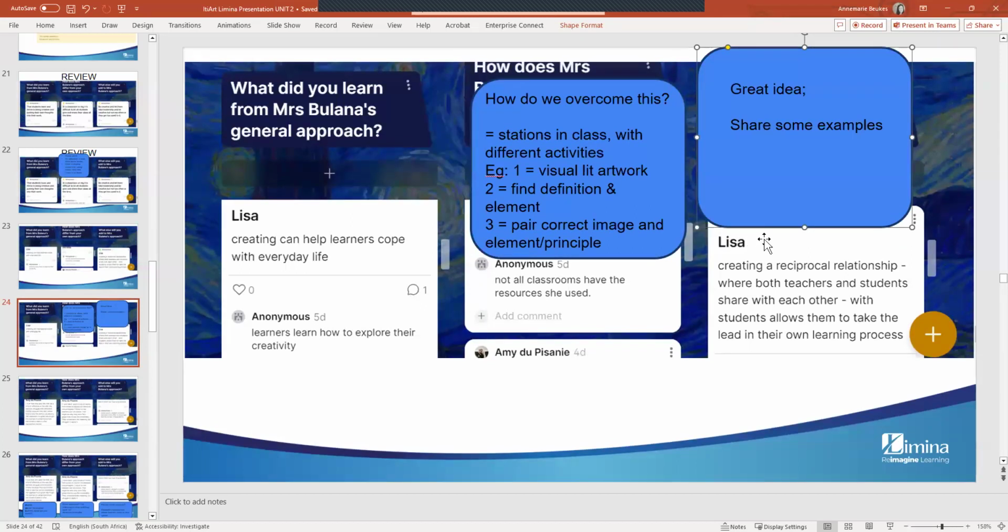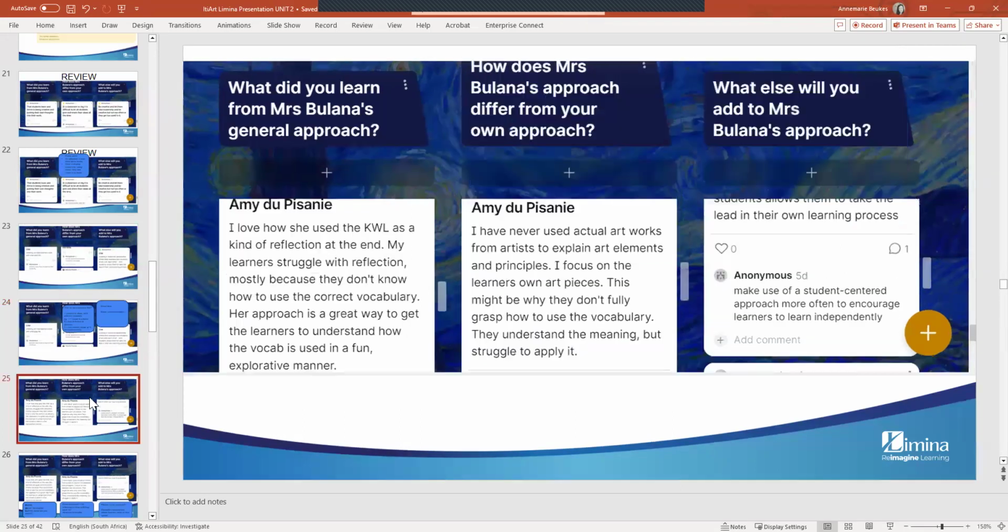put in there as a review, and I think it's quite important: creating a reciprocal relationship where both teachers and students share with each other. With students, allow them to take the lead in their own learning process. That is absolutely so true. When learners feel that they're part of the class, part of the lesson, part of the project, they are interested, and they will obviously focus in class, and you won't have issues, I think, with learners not wanting to do work.